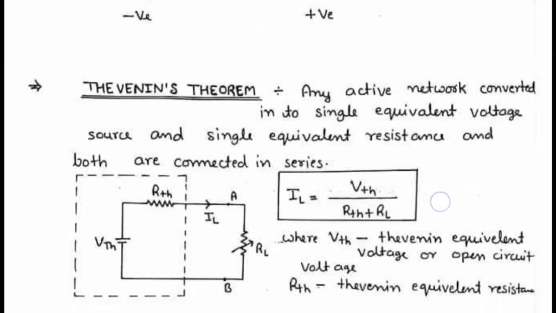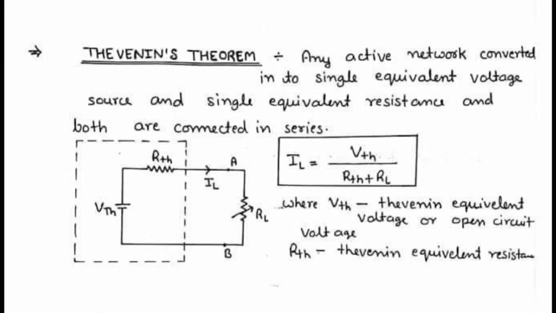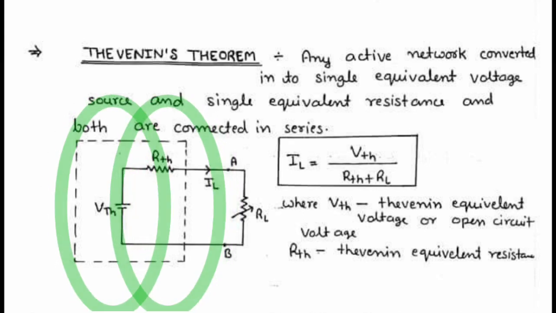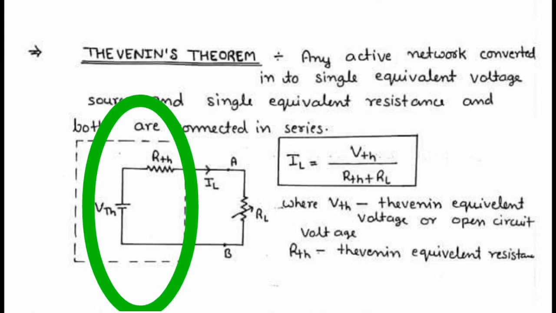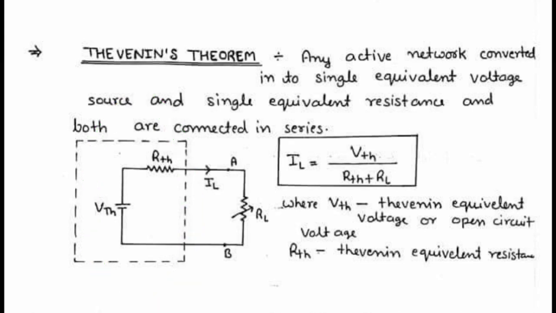Thevenin's theorem. If you remember the theorem, what is Thevenin's theorem? Any active network can be converted into a single equivalent voltage source and a single equivalent resistance, and both are connected in series. In Thevenin's theorem, V Thevenin and R Thevenin are connected in series, and wherever we want to find the current, the load is connected across the Thevenin's voltage. The current through resistance RL is V Thevenin by R Thevenin plus RL, where V Thevenin is Thevenin's equivalent voltage or open circuit voltage, and R Thevenin equals Thevenin's equivalent resistance.